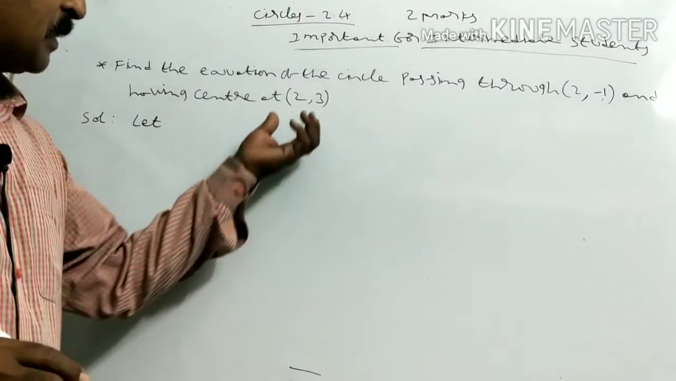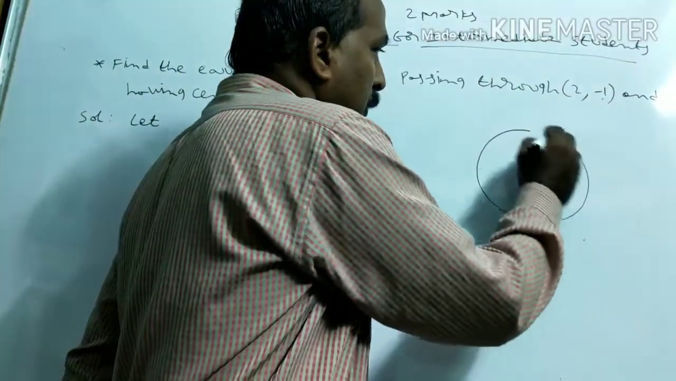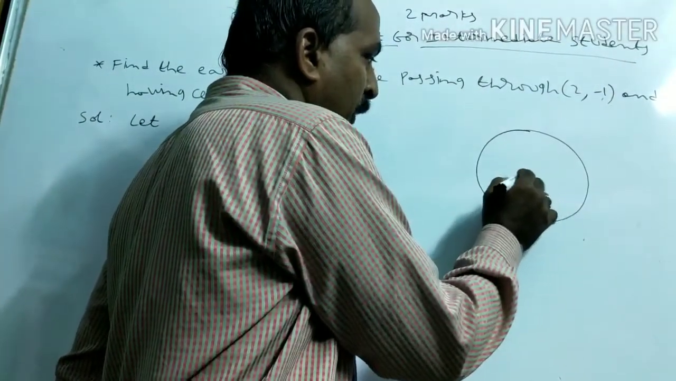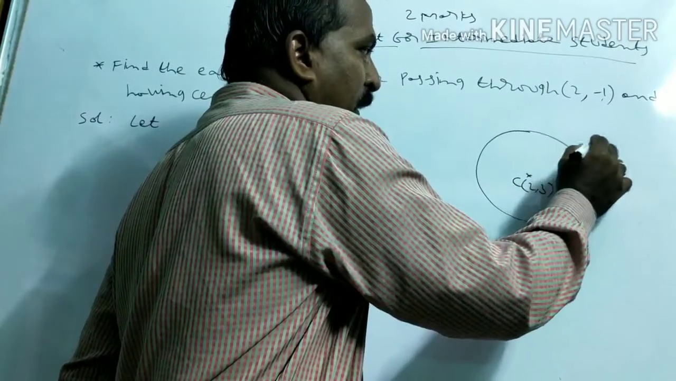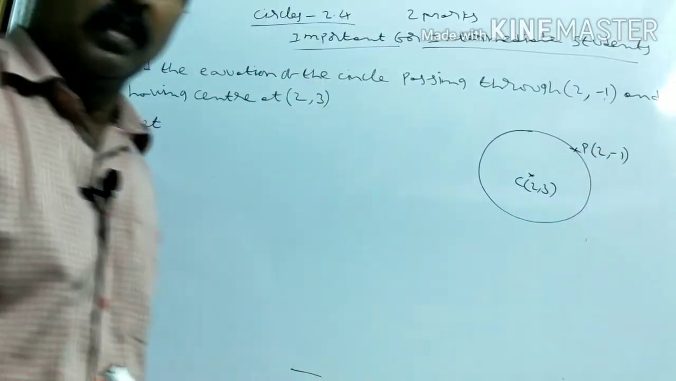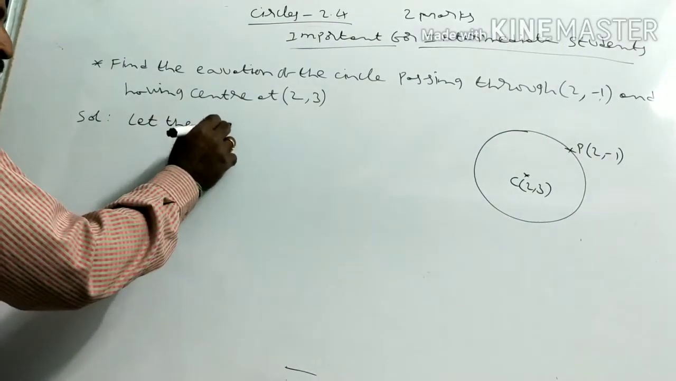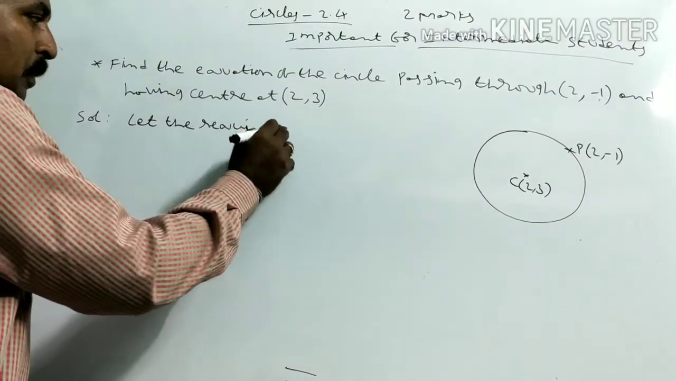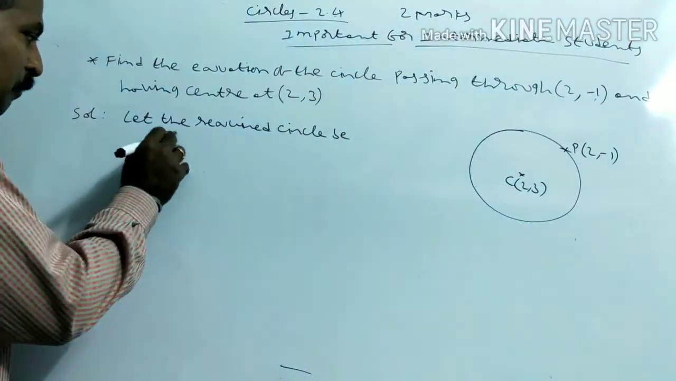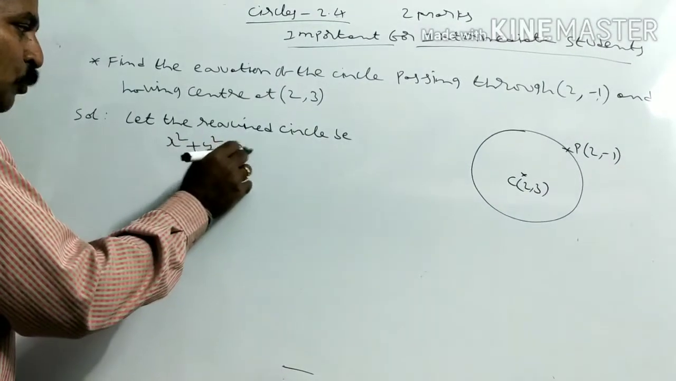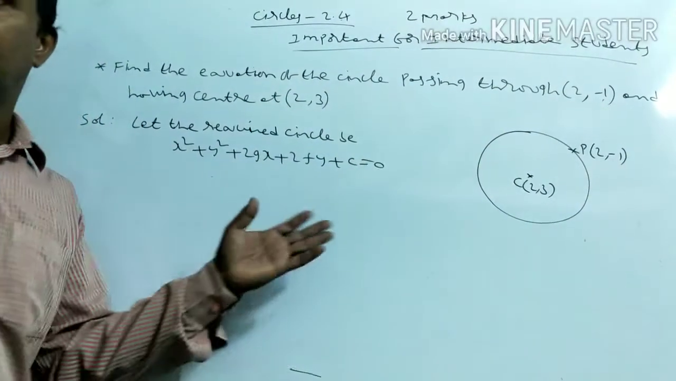We have to find a circle which has its center at 2, 3 and which passes through a point P (2, -1). Let the required circle be x square plus y square plus 2gx plus 2fy plus c equal to 0. This is the required circle.